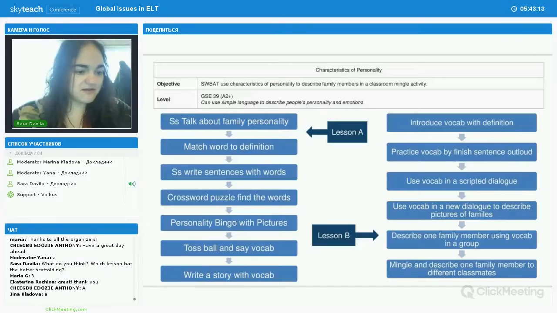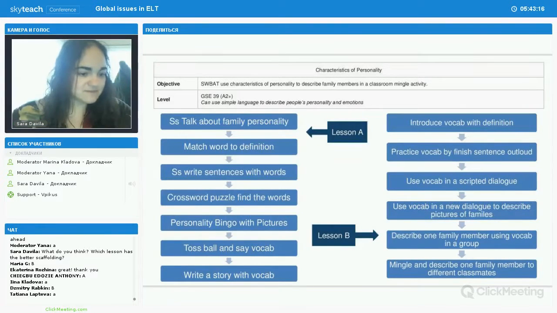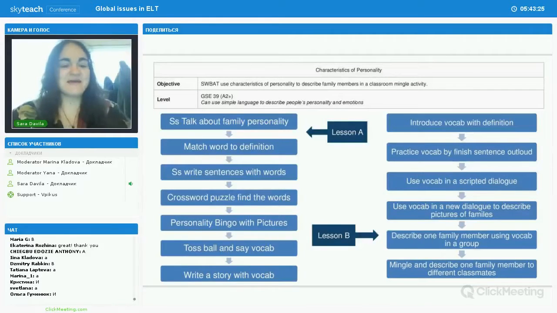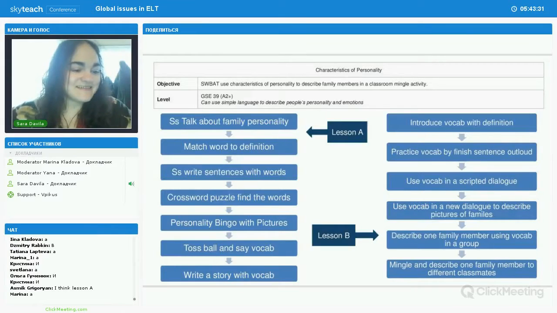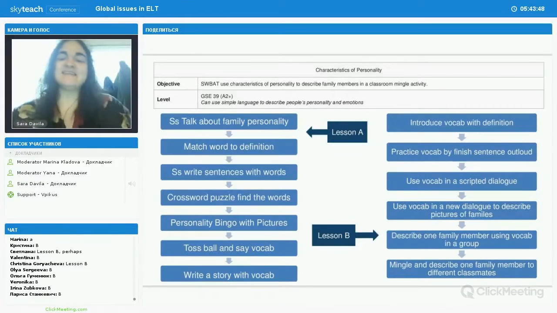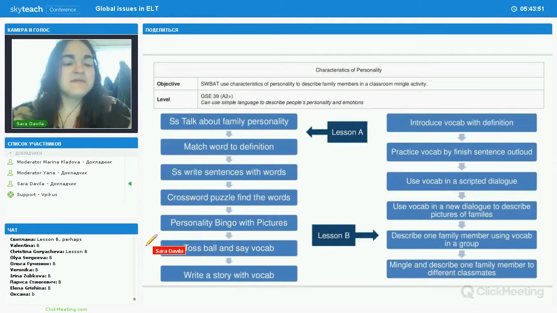All right, I'm starting to see some answers here. My Russian is not very good, so if you're typing in Russian, I might have a little trouble understanding. All right, I'm starting to see lots of different answers. I have a couple of B's, a couple of A's, and I will go through and explain the difference between these two lessons. All right, I'm starting to see lots and lots of B's, more B's than A's. All right, let's take a look at it together. So I see a lot of people saying lesson B, and a few people are saying lesson A.